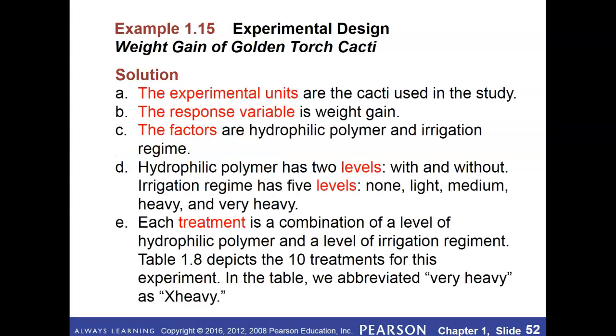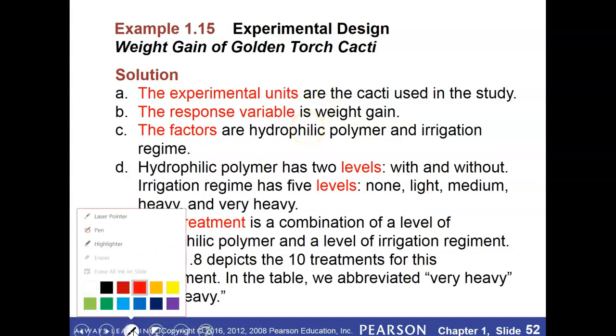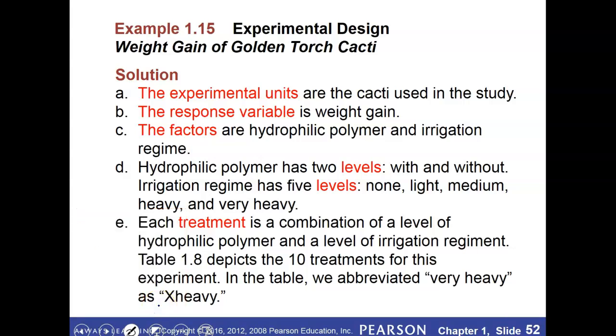So the experimental units are the cacti used in the study. That would be like the women in the folic acid study, although they would be called subjects. Here, because they're cacti, we would call them experimental units. The response variable is what we're looking for within the experimental units. And what we're looking for is a particular type of weight gain. Did they gain weight or did they not gain weight? That's the response variable. The factor would be really 2 things, the hydrophilic polymer and the irrigation regimen.